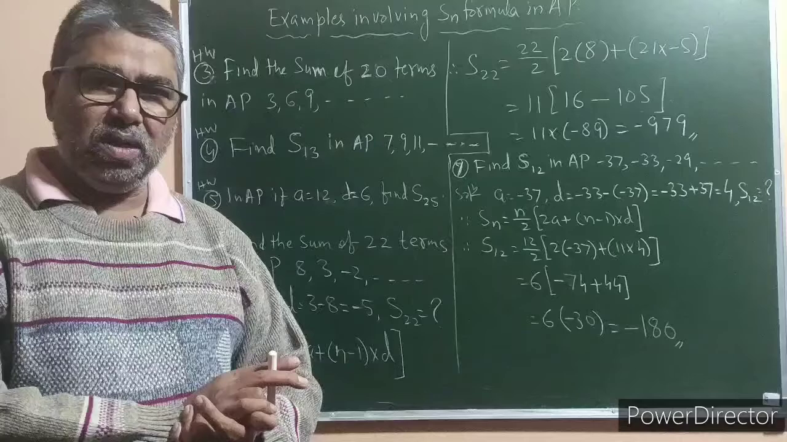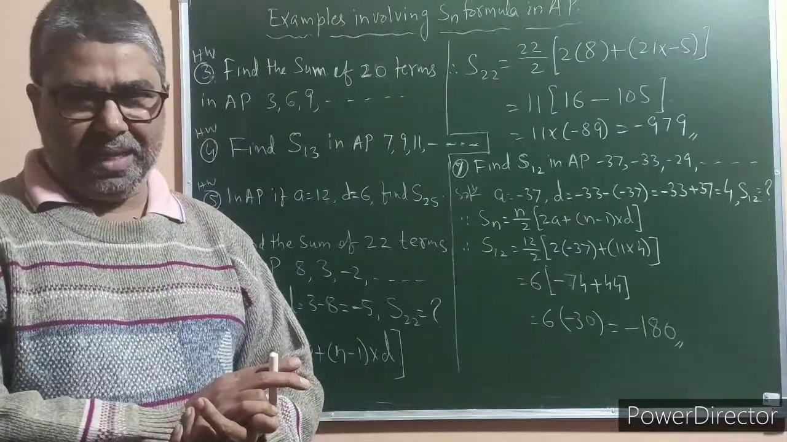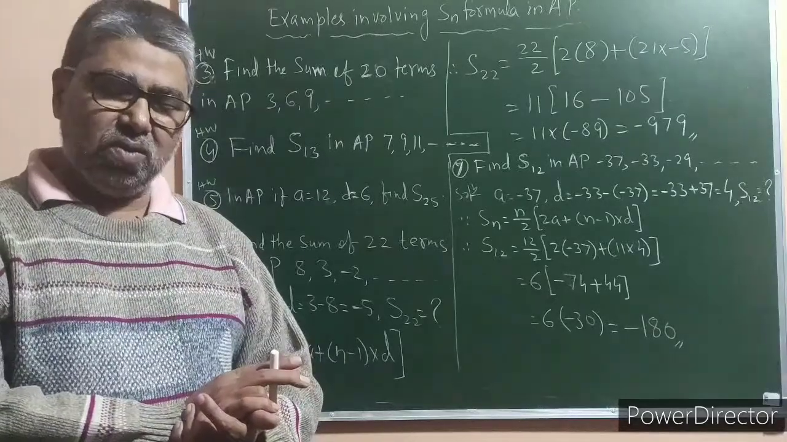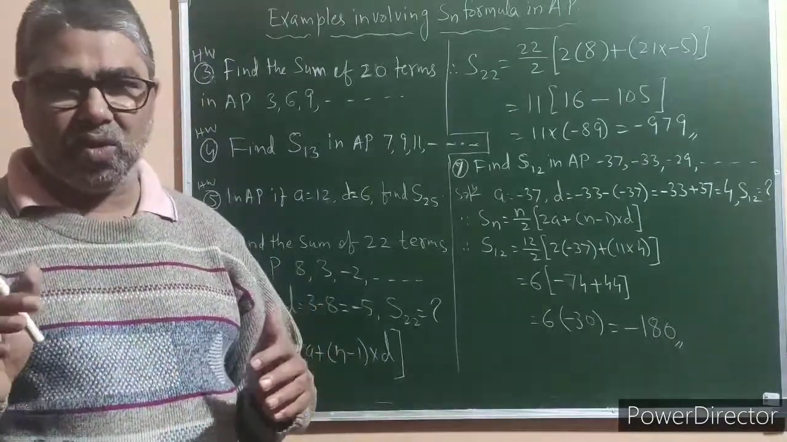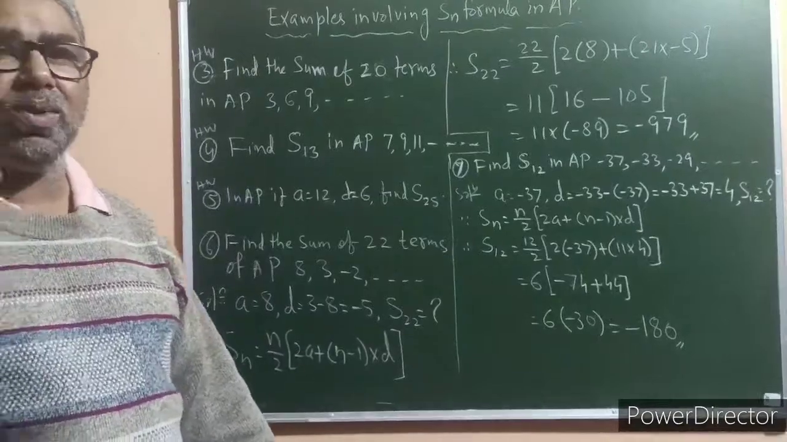Sn is equal to n upon 2 into bracket a plus l, or Sn is equal to n upon 2 into bracket a plus an, and the last one is sigma n, or Sn is equal to n into n plus 1 upon 2.